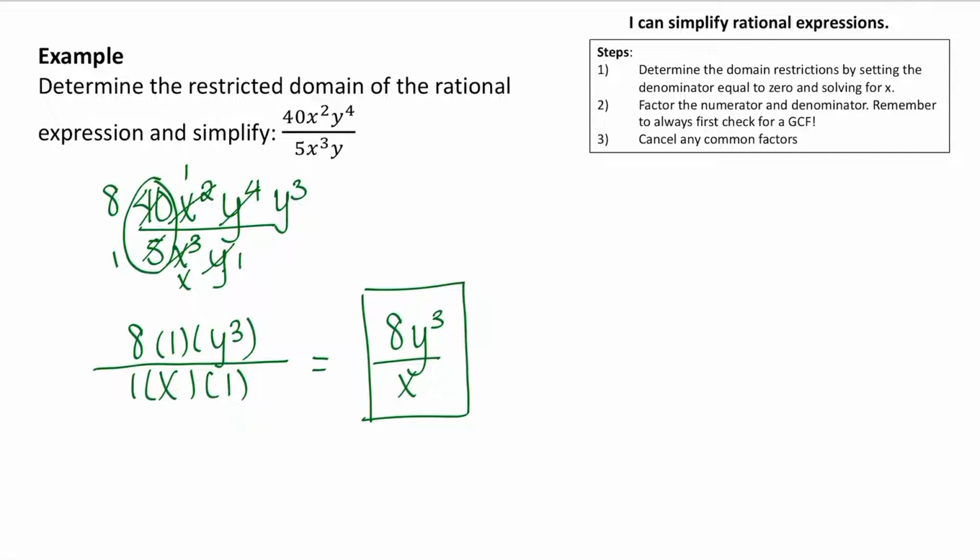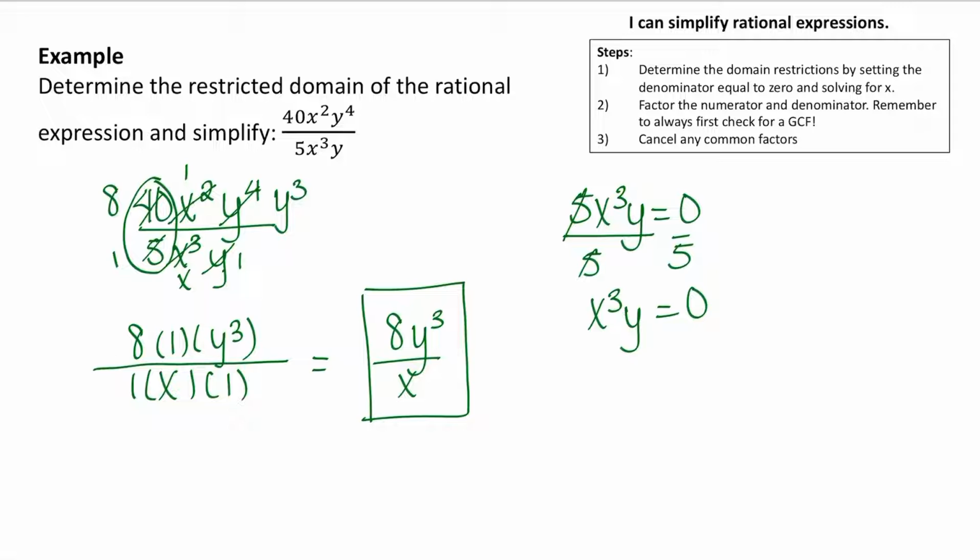So now it wants us to figure out the restricted domain. Restricted domain basically means that some values are not going to be included because they make the denominator equal to 0. So to figure those out, we're going to say 5x cubed y, we're going to set it equal to 0 and figure out what values make the denominator 0. Well, we can go ahead and divide everything by 5 because that's just a constant. So that leaves me with x cubed y equals 0.